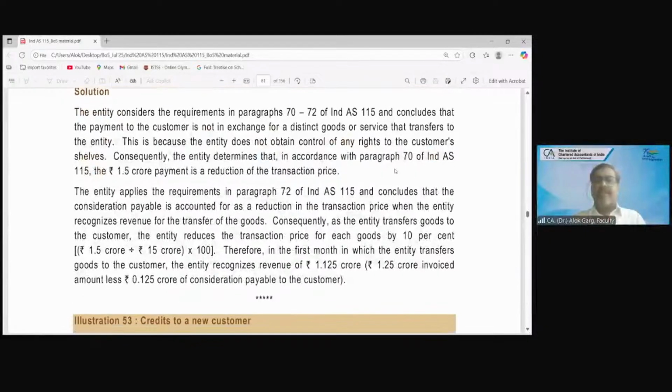The entity considers the requirement in paragraph number. Paragraph number, do you have to write or you don't have to write? Don't write, sir. Don't remember, don't write. Remembering the standard number itself is difficult. Yes, yes. So see, in CA final, remembering section numbers in income tax is more than enough. Don't remember paragraph numbers.